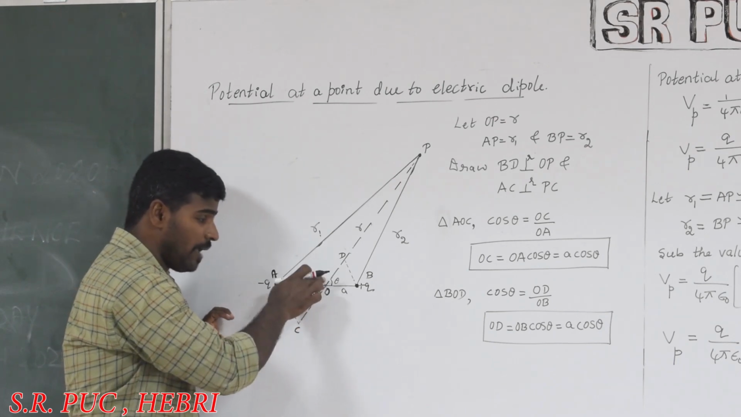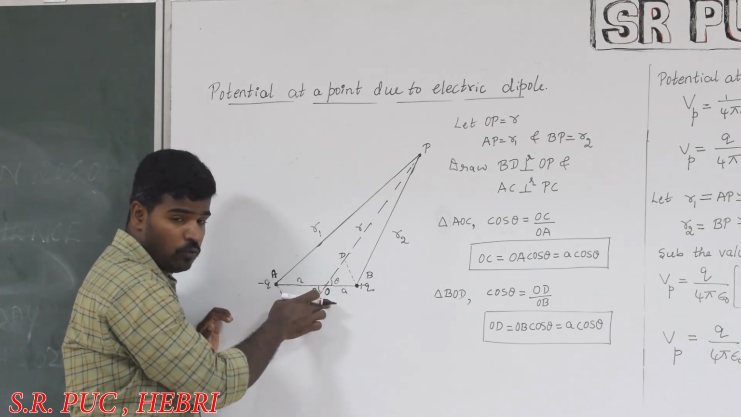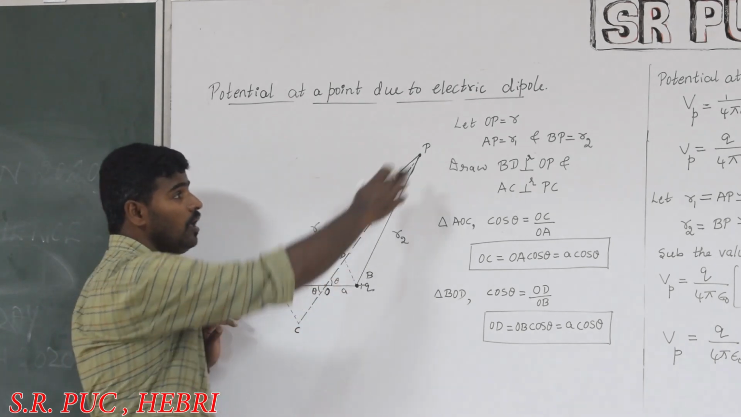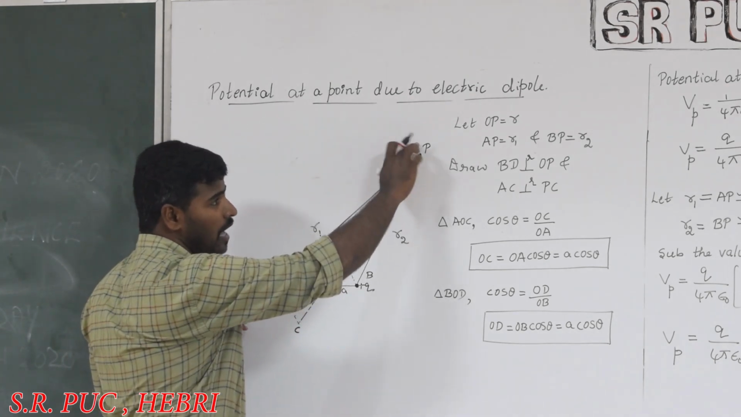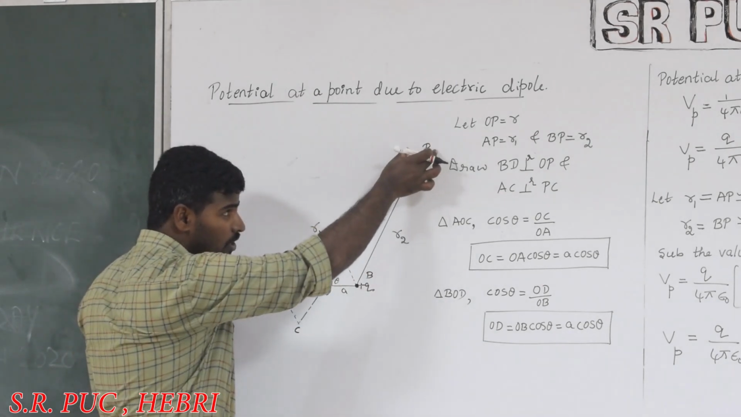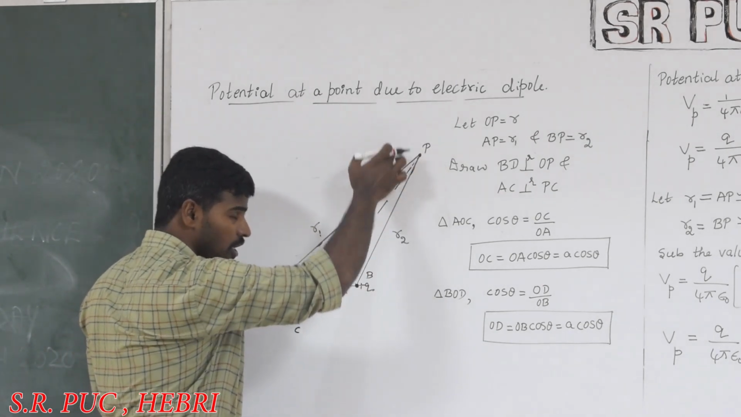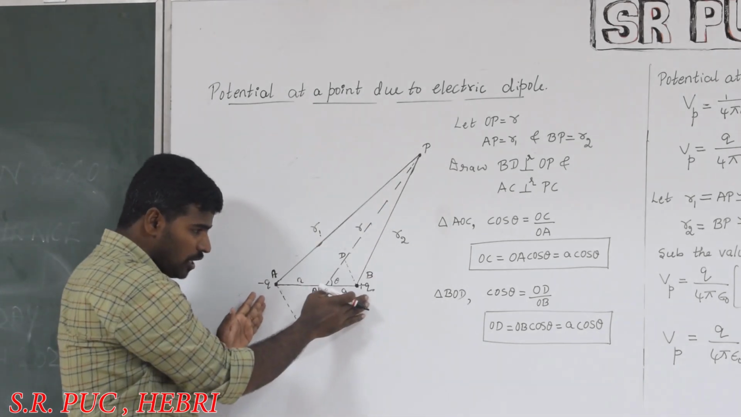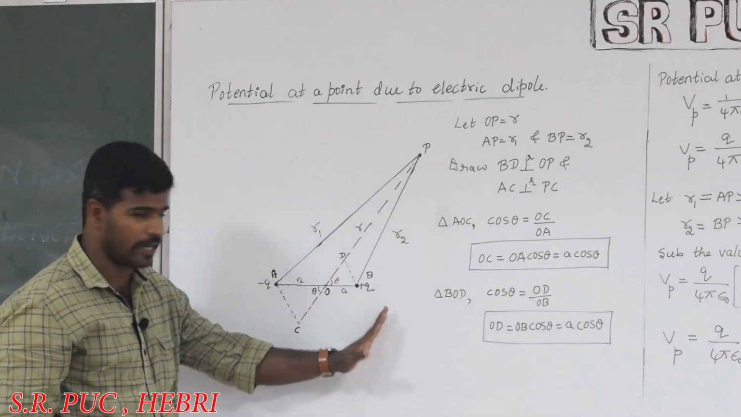Let O be the midpoint of the dipole. The point P is where we are calculating the potential due to the dipole. At point P, we are calculating the dipole electric potential, and that potential is due to the electric dipole.